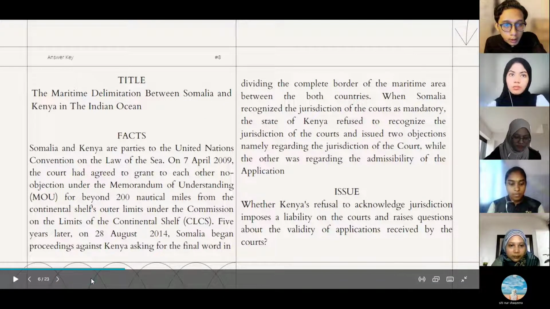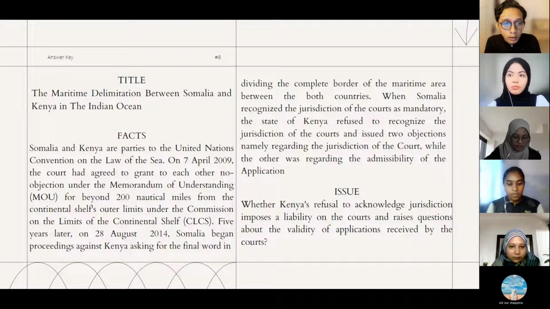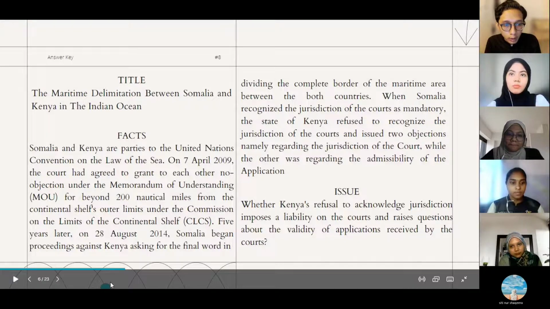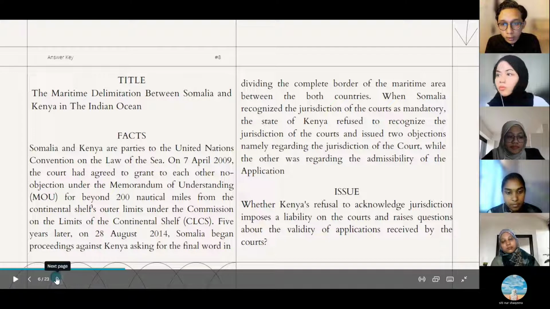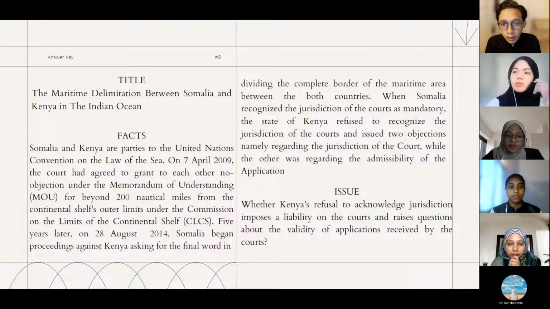The title is the maritime delimitation between Somalia and Kenya in the Indian Ocean. The fact is Somalia and Kenya are parties to the UN Convention on the Law of the Sea. On 7 April 2009, they agreed to grant each other no objection under the MOU for areas beyond 200 nautical miles from the continental shelf outer limit under the CLCS. Five years later, on 20 August 2014, Somalia began proceedings against Kenya, asking for the final word in dividing the complete border of the maritime area between both countries.